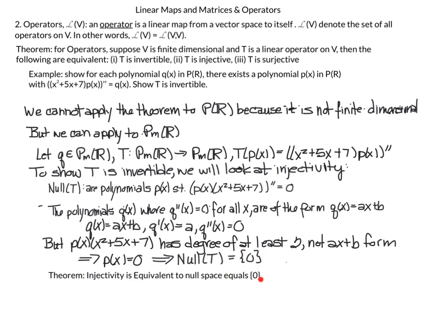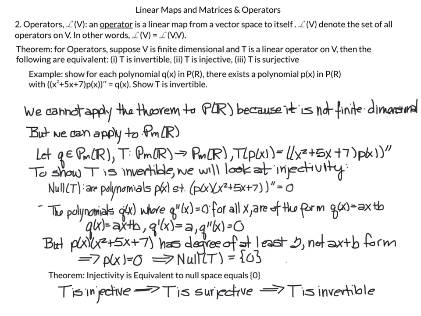We've seen this theorem before. In fact, I didn't even finish writing it all out, but injectivity is equivalent to the null space equaling the 0 vector. So what we have shown then is T is injective. And previously we showed that T injective implies T is surjective, which means now that T is invertible.